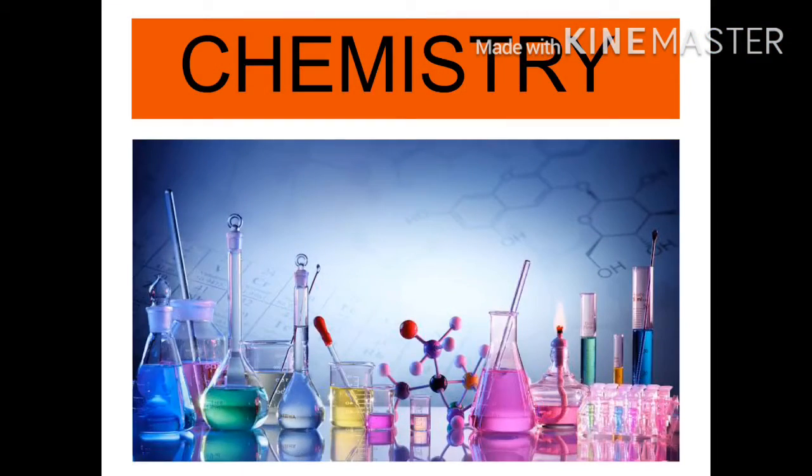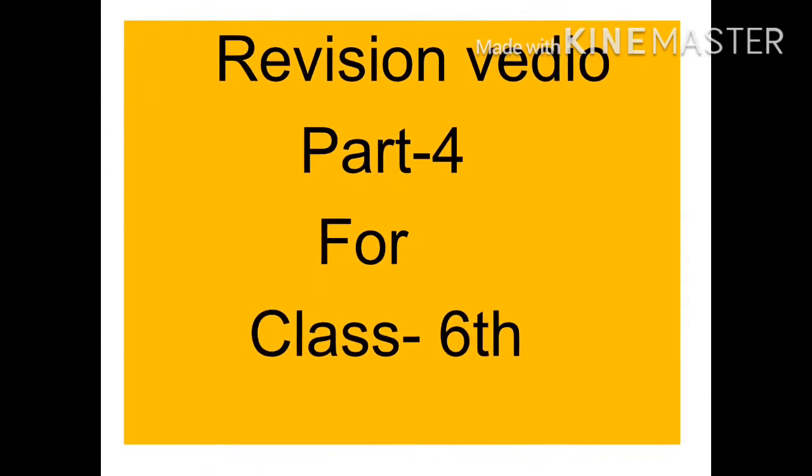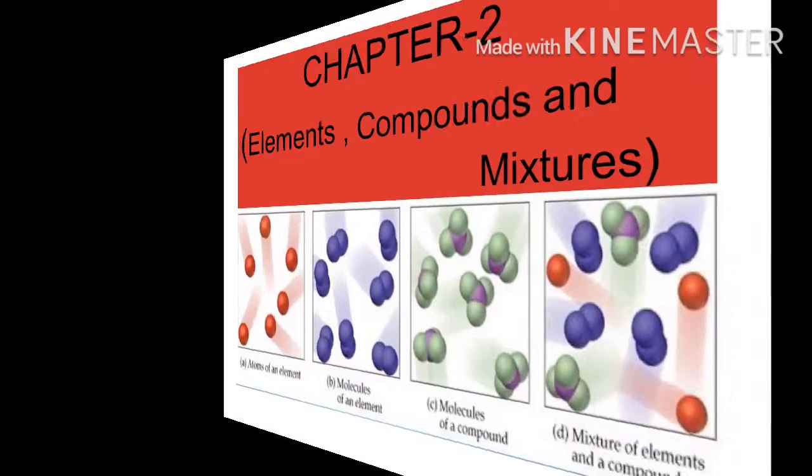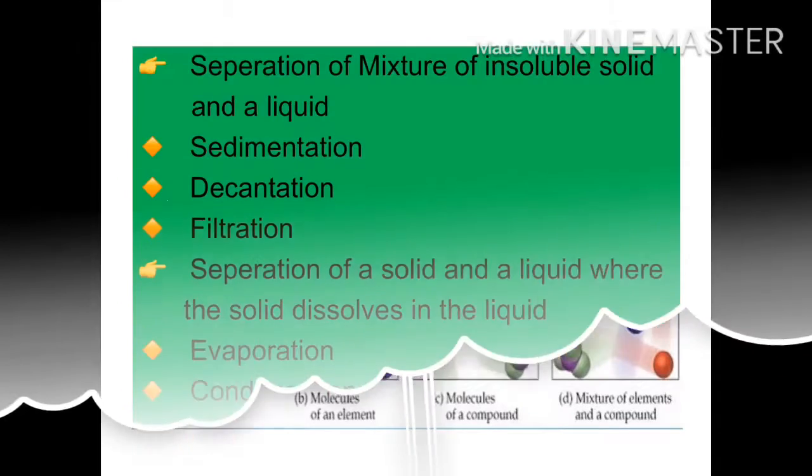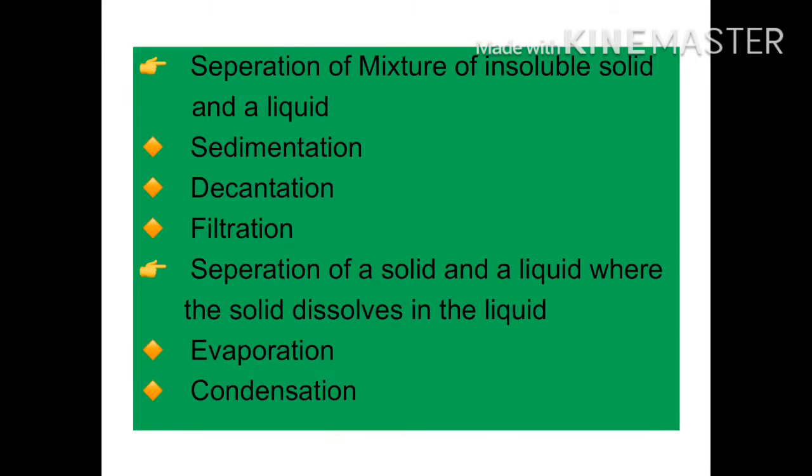This is your chemistry class and here is your revision video part 4 of chapter number 2, that is elements, compounds and mixtures. Today we are going to revise these topics. Our first topic is separation of mixtures of an insoluble solid and a liquid. First is sedimentation, second is decantation and the third is filtration. Then the second method is separation of a solid and a liquid where the solid is dissolved in the liquid. First is evaporation and the second is crystallization.